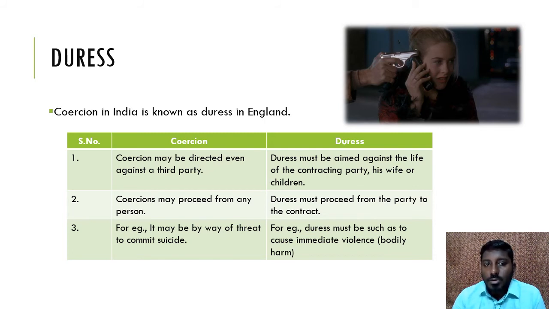For example, when you talk about coercion, take a threat of committing suicide. Someone is threatening someone to enter into an agreement, otherwise this person may commit suicide. But in case of duress, it is actually something causing immediate violence, bodily harm to the particular parties. These are the basic differences between coercion and duress.